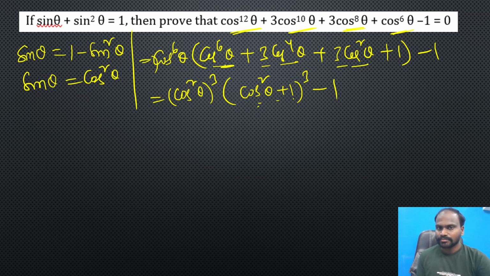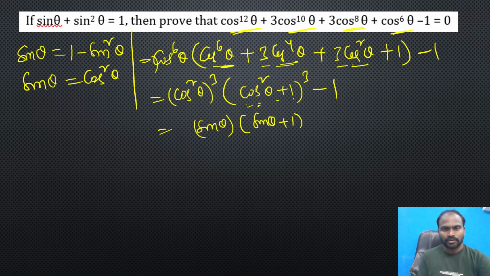What is a cube? We'll get cos power 6 theta. 3a square b, anyway b is 1, so 3a square we'll get this. 3ab square we'll get this. And 1 cube. So what is cos square? And a sin theta, here also sin theta I am substituting, and whole power cube, because that is what we have here.